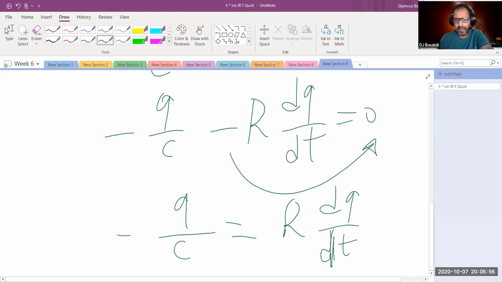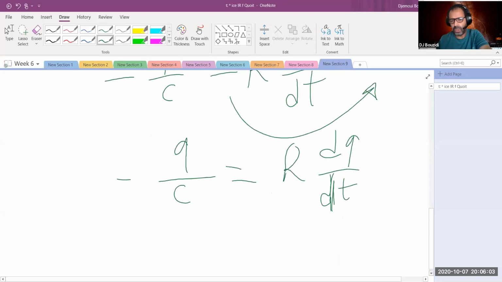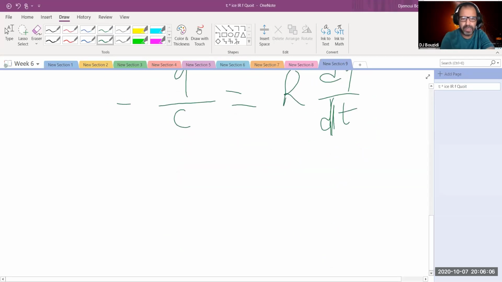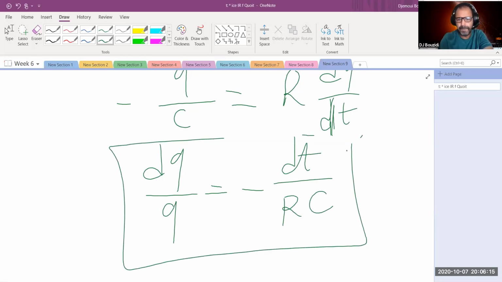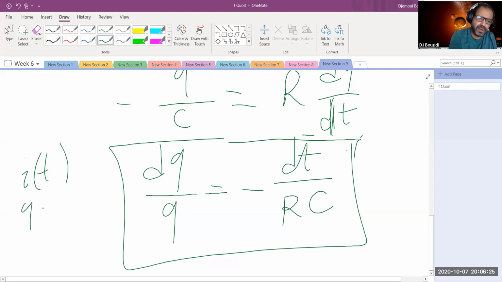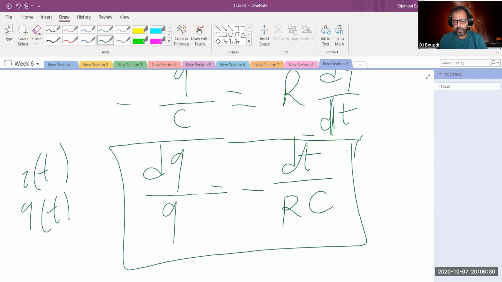Multiply one side by dt and divide by R, and divide by Q also. So basically rearrange this expression to the following form: dQ over Q is equal to minus dt over RC. Okay, I'm supposed to integrate this expression, because I'm trying to find I as a function of time and Q as a function of time. So I need to find the antiderivatives of this expression, okay?